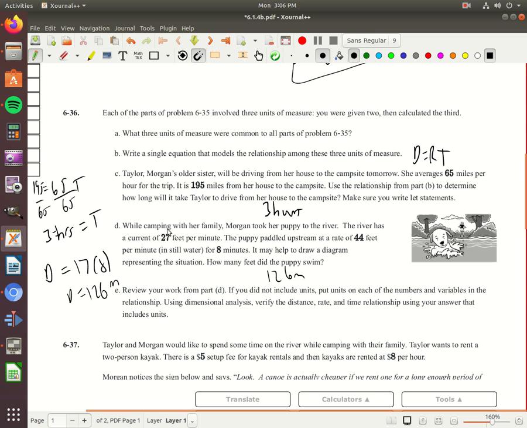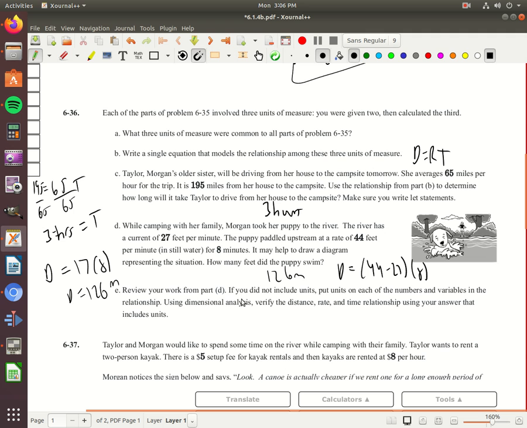So again, while camping with her family, Morgan took her puppy to the river. The river has a current of 27 feet per minute. The puppy paddled upstream, so it was like 44 minus 27 was the rate, and it did it for 8 minutes. So we solved this equation to get this. I think it's 126. Maybe my math is wrong.